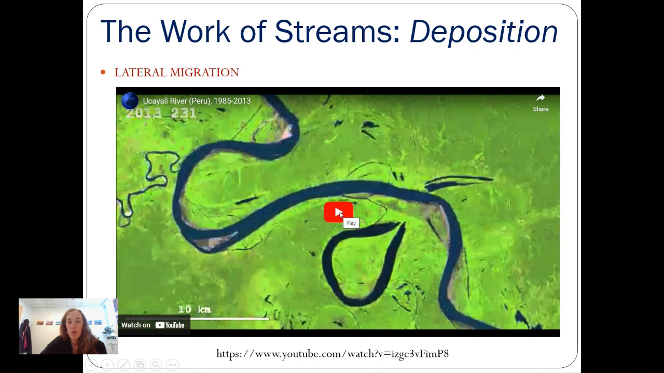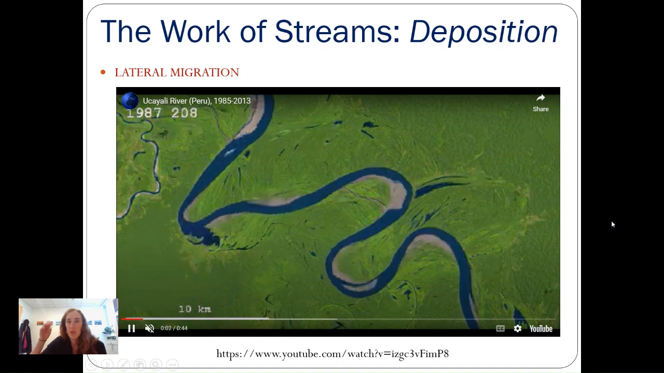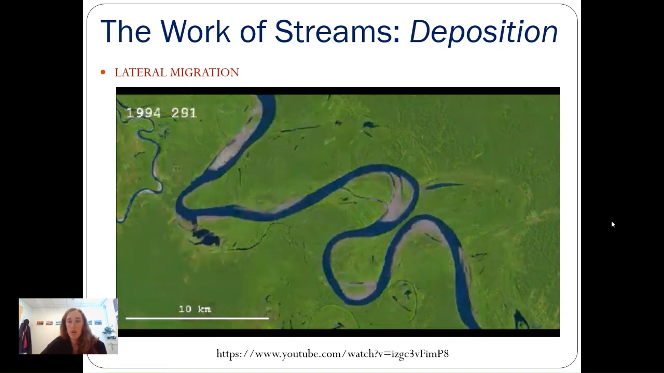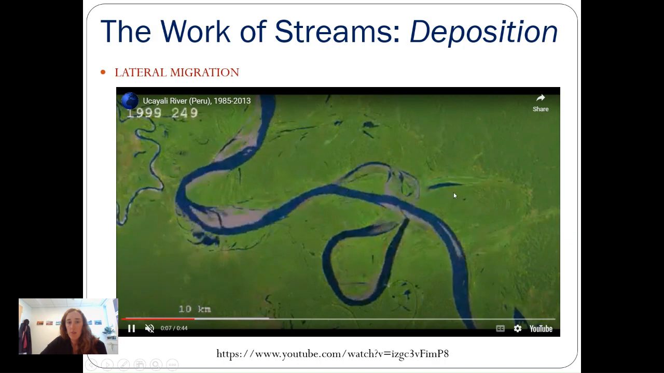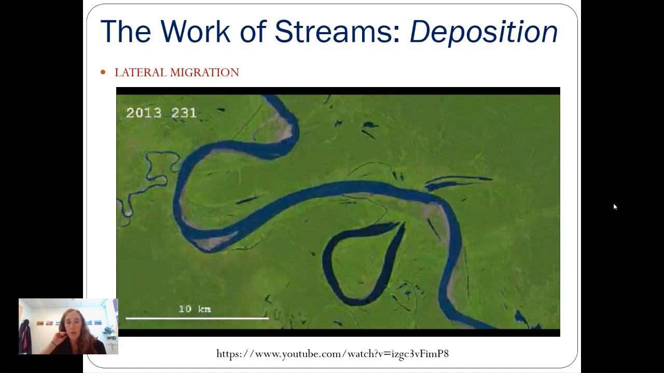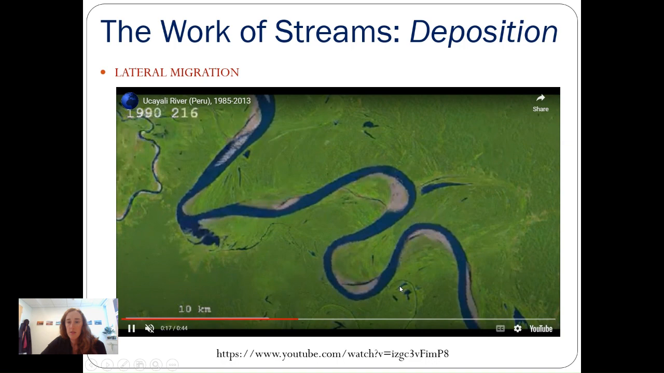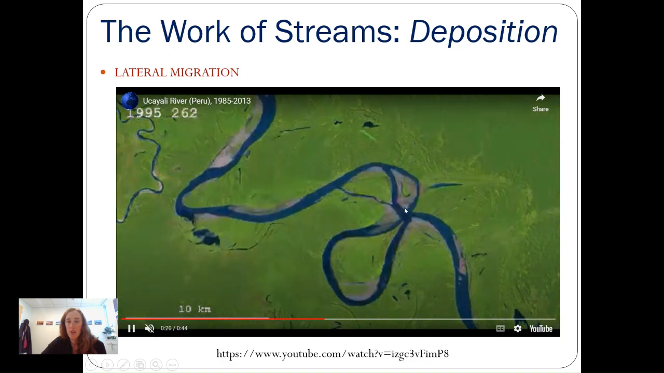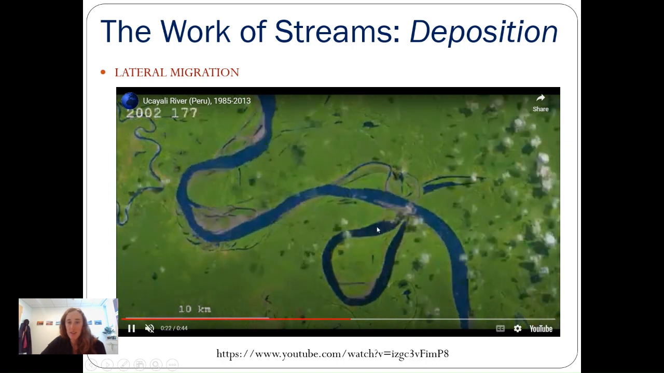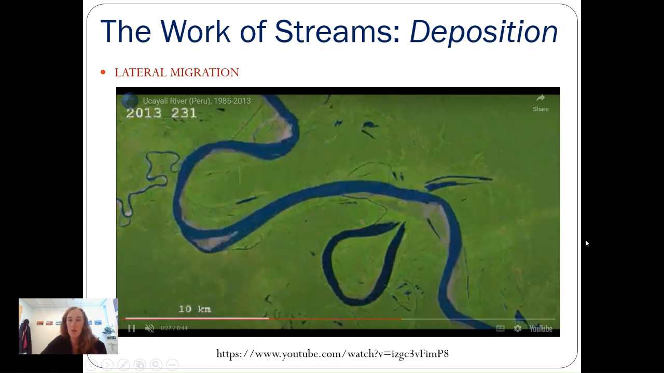Just to show you an example of how quickly rivers can change course, this is the Ucayali River in Peru from 1985 to 2013. We're looking at aerial imagery, snapshots from outer space looking down on this river. If you look at this zone here of the river, it shows you how quickly a meander can cut off and form one of these oxbow lakes. It'll rewind and play again. As this meander changes, it gets closer and closer together, then it takes the path of least resistance, and now you have this oxbow lake that has been cut off due to the action of this river.